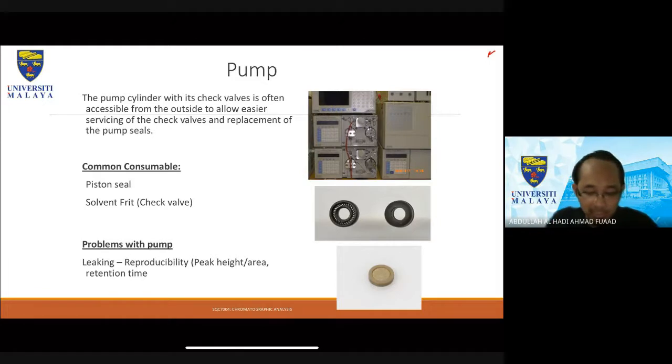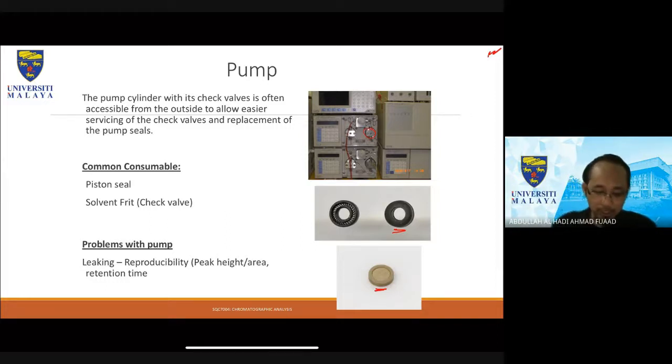Okay. The pump cylinder with its check valve is often accessible from the outside to allow easier servicing of the check valve and replacement of the pump seals. So that is the pump, the cylinder pump. And if you actually open it, then you will see this. So one is a filter. So you can have a filter. And then this is the, what do you call it? Seals. Okay, a seal, or for cars, what do you call it? That thing that you put in the engine. I can't remember off the top of my head.